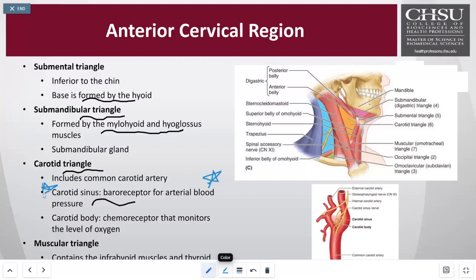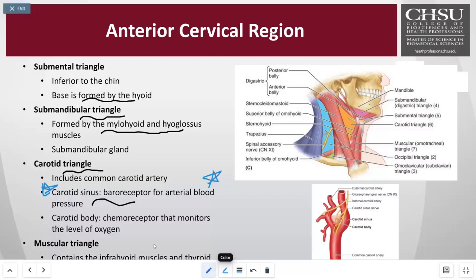The carotid sinus is what houses the dominant sets of the baroreceptors for pressure sensing in the blood pressure. You may recall this from cardio and physiology, that there are a lot of baroreceptors that measure the blood pressure: aortic bodies, carotid sinuses. That's where the bulk of the baroreception occurs. It's within that carotid sinus.